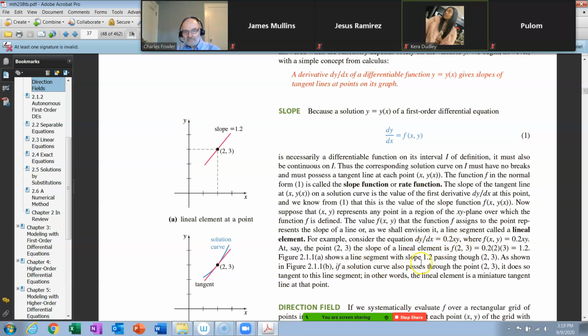Now, if you pick a point like the point (2,3), and that is on this curve, and it looks like that would be perfectly legitimate for it to be on the curve, there it is. So put 2 in for x, 3 in for y, and you have 0.2 times 2 is 0.4 times 3 would be 1.2. That's going to be the slope at that point. The slope 1.2 at that point.